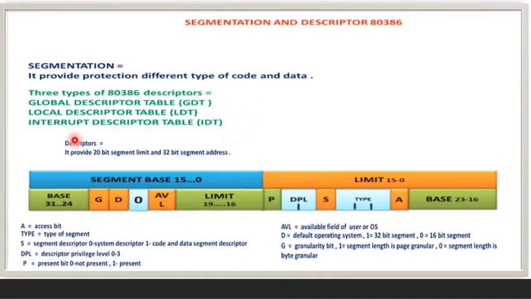Let us now discuss the descriptors. The descriptor of the 80386 is a series of 8 bytes which is used to describe and locate a memory segment. The figure shows the structure of the 80386 descriptor. The 80386 segment descriptor has a 20-bit segment limit and a 32-bit segment address.